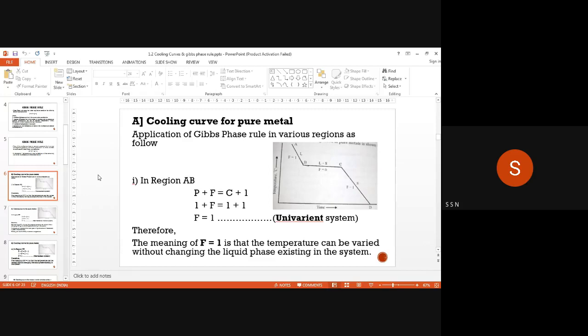Now, consider the example of water. Water is available in three phases: the solid phase, that is ice; the liquid phase, that is the pure water you are drinking; and the gaseous phase, that is H2O, which is available in the air. So water is available in three phases.